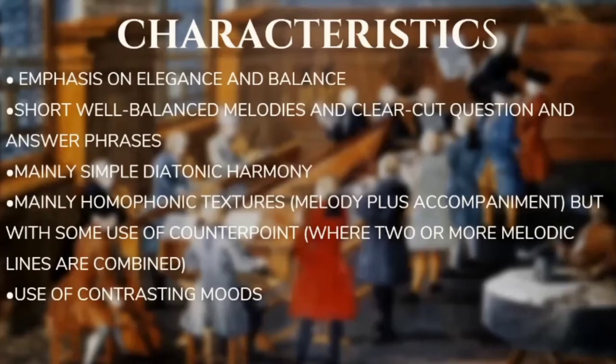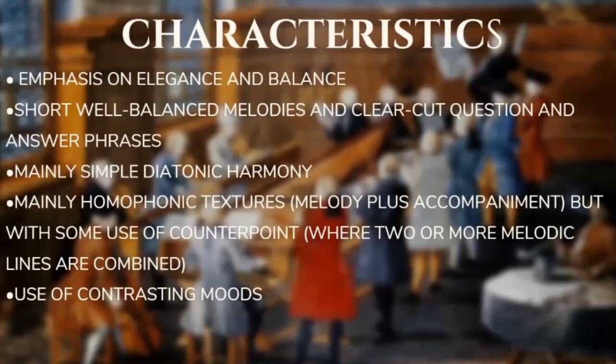These are the characteristics of classical music. First, emphasis on elegance and balance. Short, well-balanced melodies and clear-cut question and answer phrases. Mainly simple diatonic harmony, mainly homophonic texture, melody plus accompaniment, but with some use of counterpoint, where two or more melodic lines are combined. Last, use of contrasting mood. Moving on to the next slide.